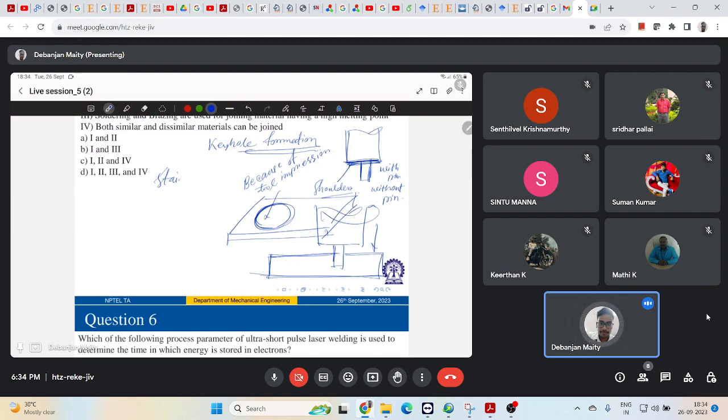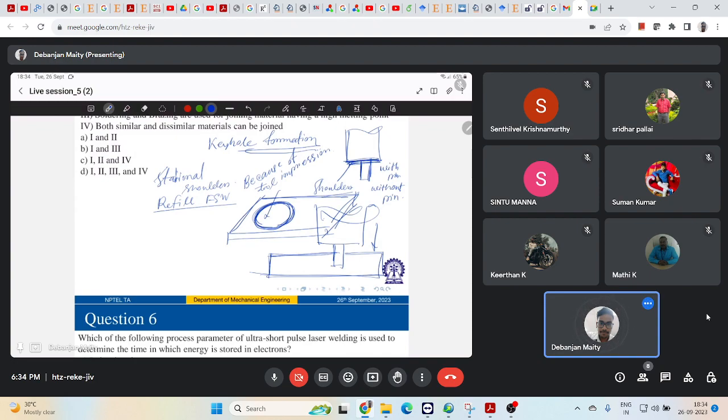I will not go into detail of those things. Stationary shoulder friction stir welding. Then you have refill friction stir welding. So in refill friction stir welding, whatever keyhole formation you are doing, you are refilling with some additional material movement, by designing the tool in that way, right?